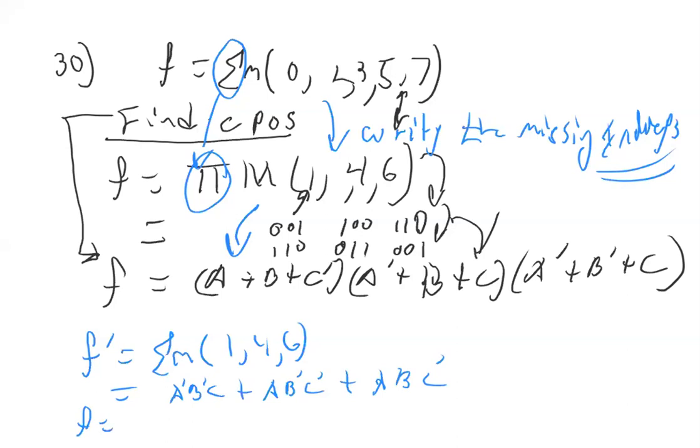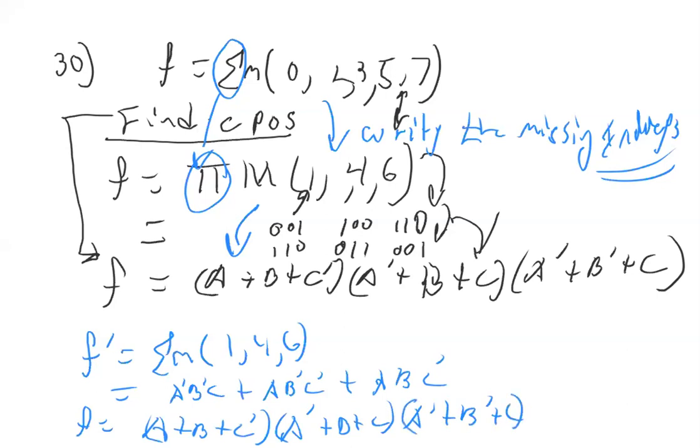And then you can use De Morgan's theorem and you'll get A or B or C prime, times A prime or B or C, times A prime or B prime or C, which looks like that. So you can use either technique. I like this one better because it doesn't require that you remember how to map from the shorthand notation into the longhand notation. You just use De Morgan's theorem. That's why I like it better.